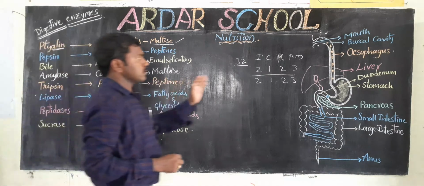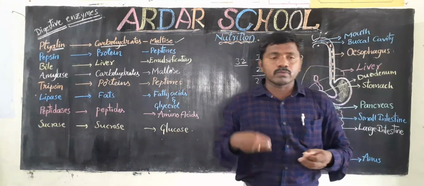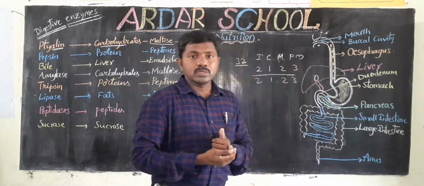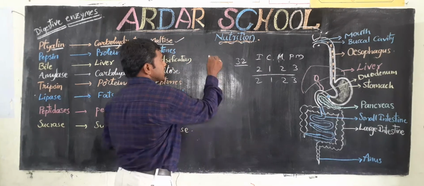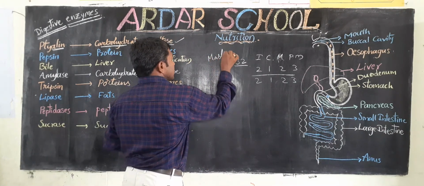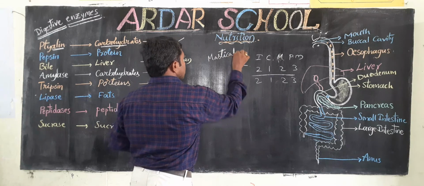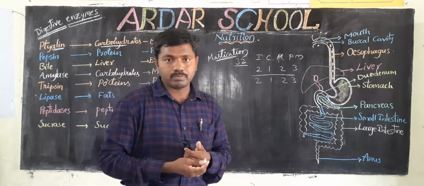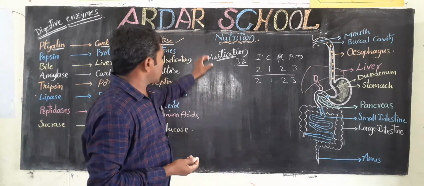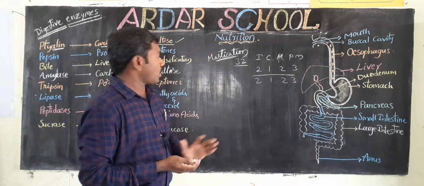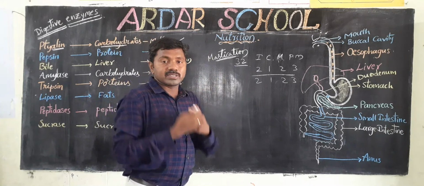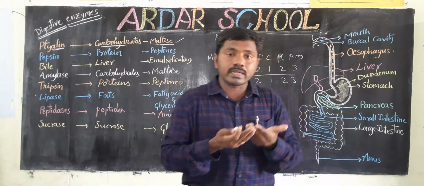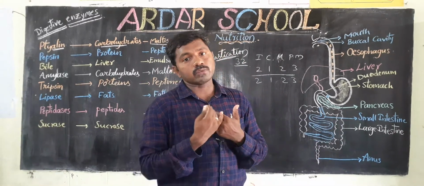So when we are taking the food, that food is chewed and ground, so it mixes with the saliva. This process is called mastication. Mastication means this food is turned into slippery. So that is called mastication. How is food moving inside the mouth? With the help of the tongue it can move. After that we can swallow, with the help of the tongue.